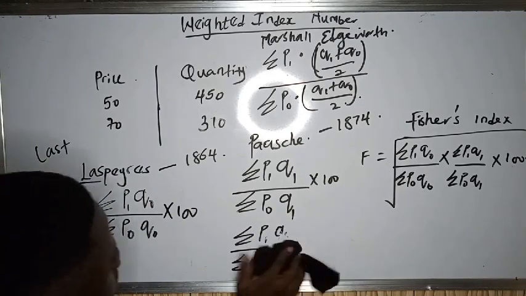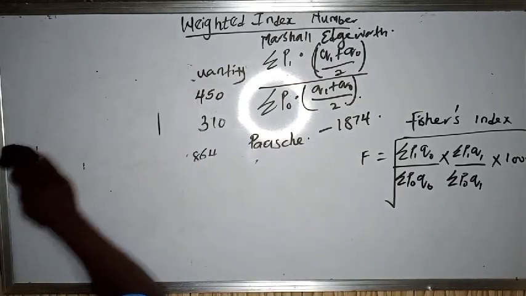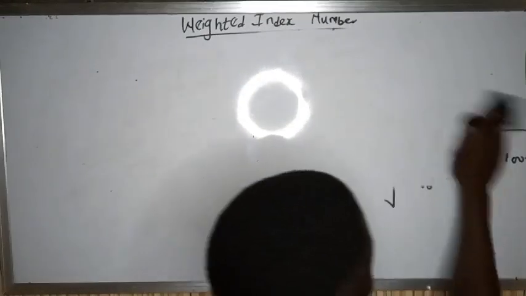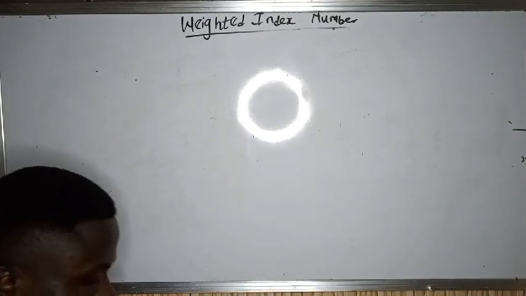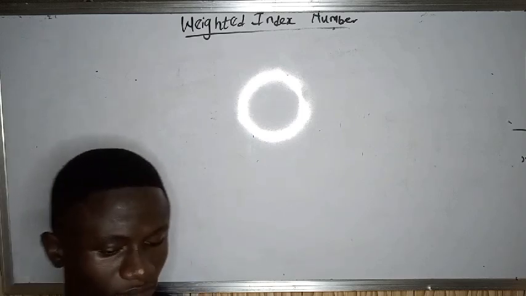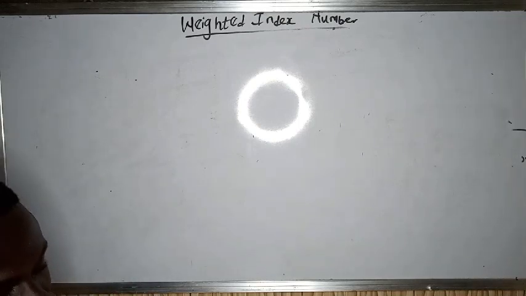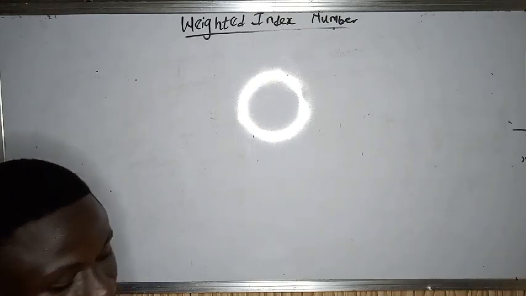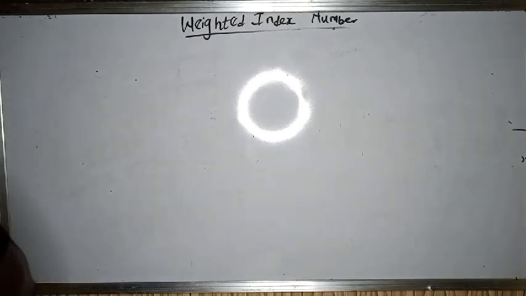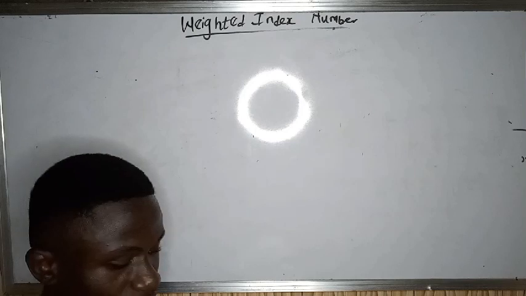A question will be displayed on the screen, so we are going to solve it together. From the question currently displayed, it says: use the following table to calculate the price index numbers for the year 2006 by taking 2001 as the base year and using the following methods: Laspeyres, Paasche, Fisher, and Marshall-Edgeworth.